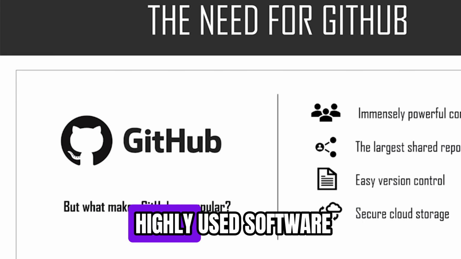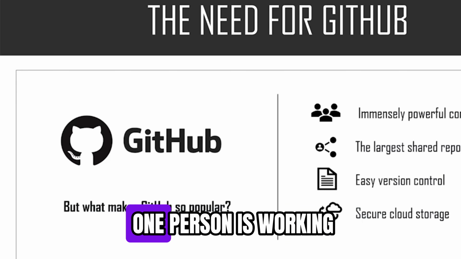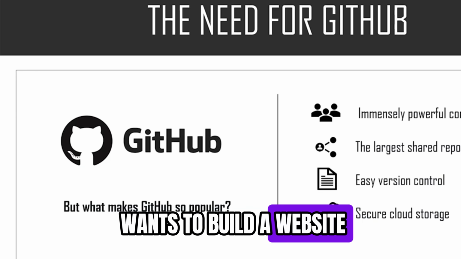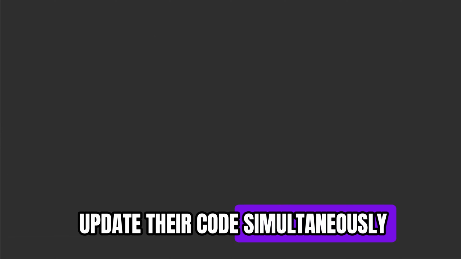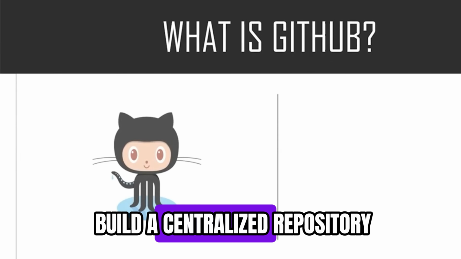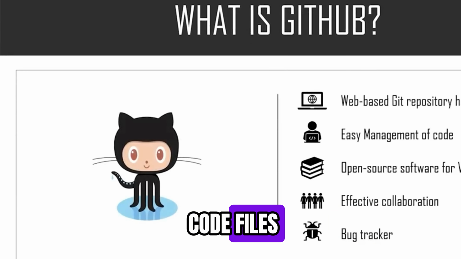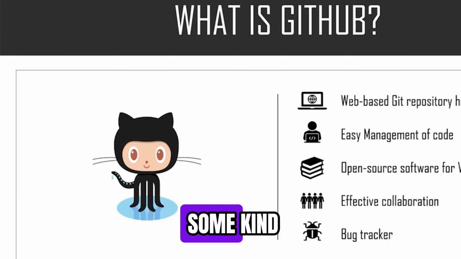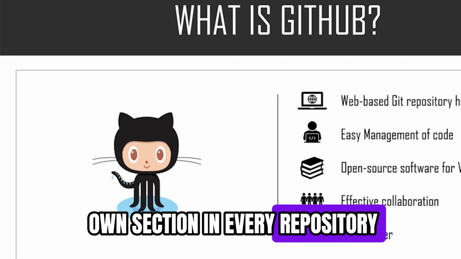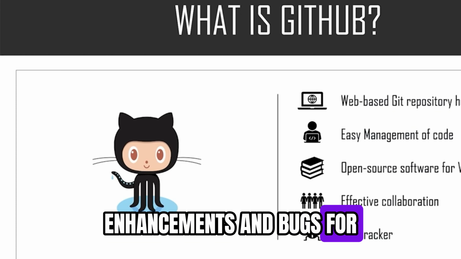So GitHub is a highly used software that is typically used for version control. It is helpful when more than just one person is working on a project, for example, a software development team wants to build a website, and everyone has to update their code simultaneously while working on this project. In this case, GitHub helps them to build a centralized repository where everyone can upload, edit, and manage the code files. Most software projects have a bug tracker of some kind. GitHub's tracker is called Issues and has its very own section in every repository. Issues basically are a great way to keep track of tasks, enhancements, and bugs for your project.